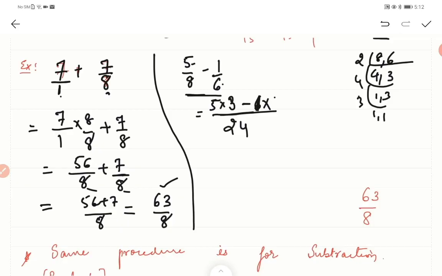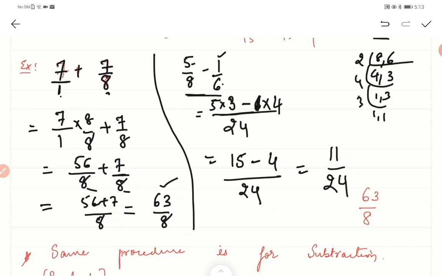Sorry, so it is 1 numerator 1 into 4. So this will be 5 threes are 15 minus 4 by 24. So this will be 11 by... 15 minus 4 is how much? 11. 11 by 24. Okay, so this is how you do the subtraction. It's the same procedure as for an addition.